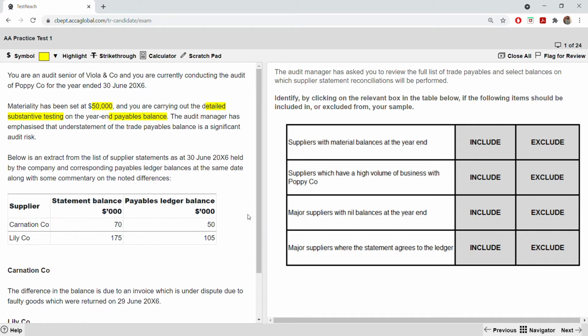Okay, so now you have read it. Now you have to say whether to include or exclude.